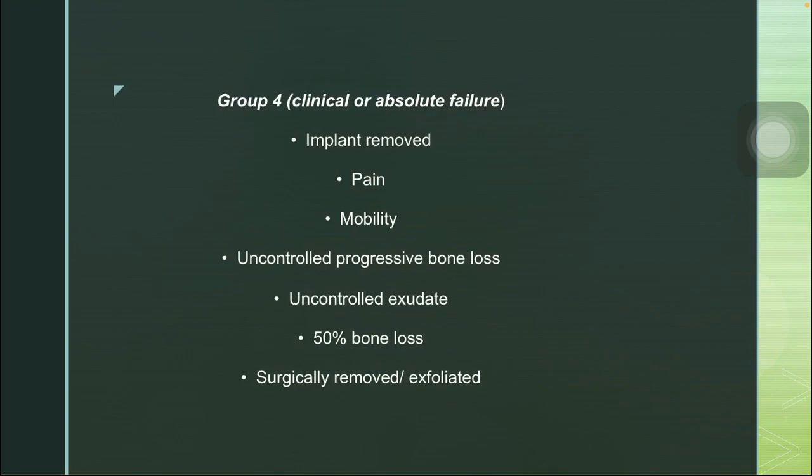Group 4, clinical or absolute failure: implant removed, pain, mobility, uncontrolled progressive bone loss, uncontrolled exudate, 50% bone loss, surgically removed or exfoliated implant.